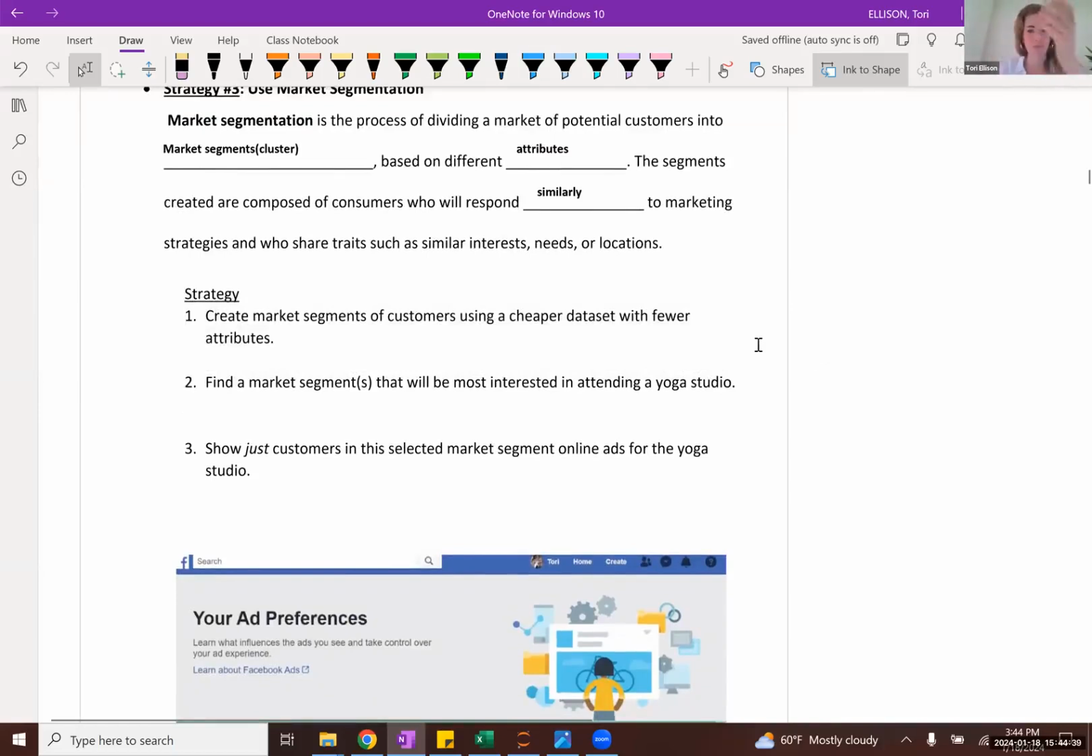So the general strategy would be to first create these market segments or clusters using a cheap data set, based not on the entire browsing history, but on key information that we know about the people. Then we explore what makes the people in each of those clusters similar. What do they all have in common? What do they all tend to like? What do they all tend to not like? Then we pick the cluster that we think is comprised of people who would be the most interested in attending that yoga studio. And then we show customers in just that market segment maybe online ads, or some sort of mailing service for the yoga studio.